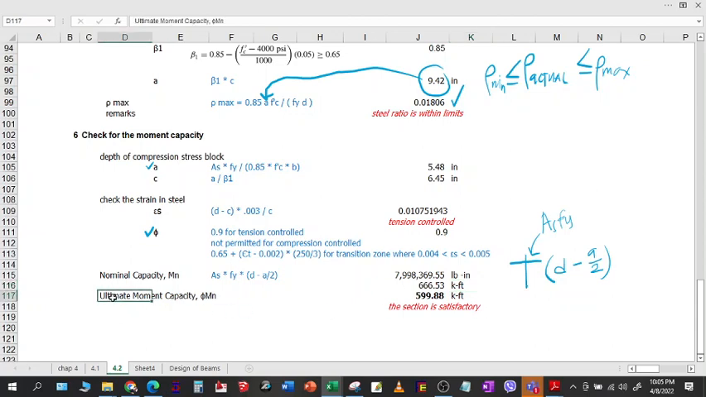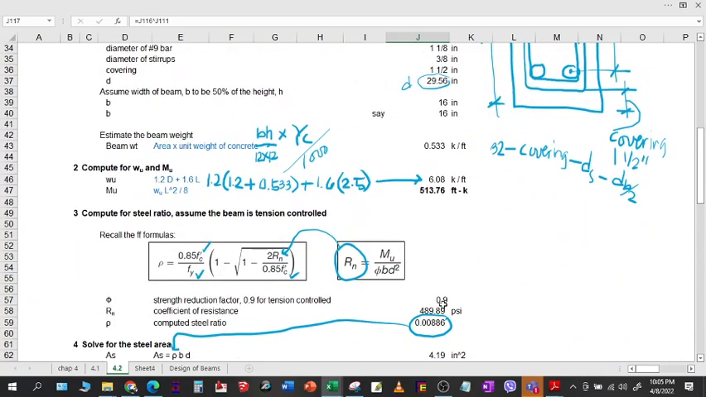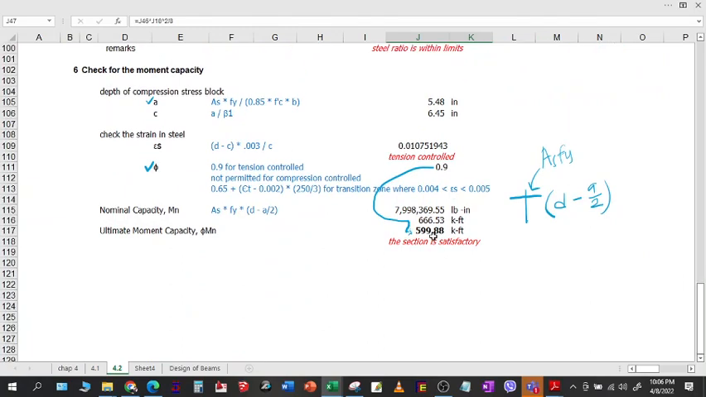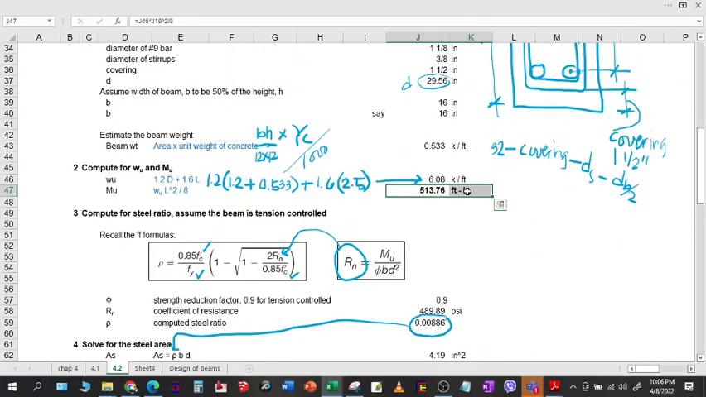And the ultimate moment capacity, phi Mn, is now 599.88, because this one is multiplied by 0.9. This value here, the 666, will be multiplied by 0.9. So it will generate 599.88 kip foot. And the section will say satisfactory. Why? Because 599.88 is more than the computed or required moment, which is 513.76. 599 is greater than 513.